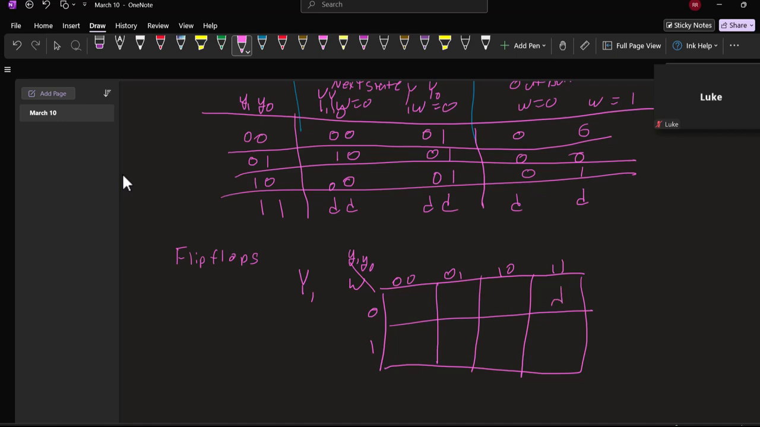And 1, 1 is don't cares. So I'm looking at capital Y1, so that's this first column right here. The first of those yellow columns is when w equals 0. So when w equals 0 and Y1, little y0 is 0, 0, that's right here. That gives me a 0.